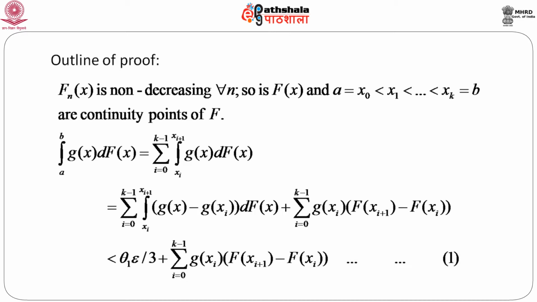If we consider the term with the addition of g x i, that means it is the summation of the integral g x i into d f x. Now, g x i is a constant with respect to x. So, g x i comes outside and d f x becomes just f of x i plus 1 minus f x i, and this part actually is very small, because this is with respect to f x. As k goes to infinity, this is very close to 0. So, let us call this less than theta 1 into epsilon by 3, and let us suppose this is equation 1.